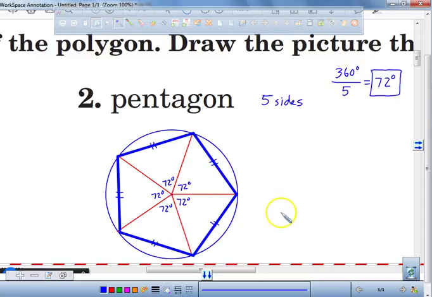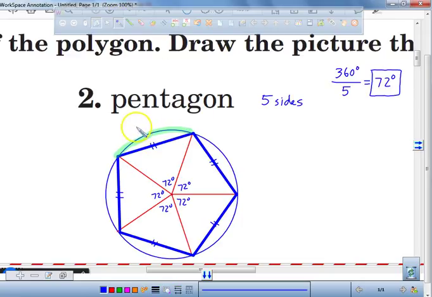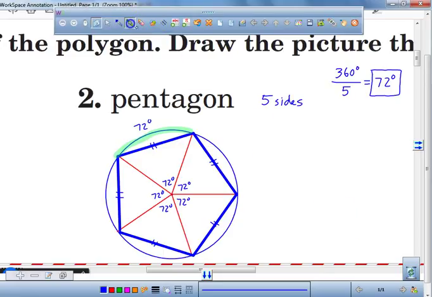The arcs that correspond with them are also congruent. Now let me shade in the arcs that correspond. This chord right here corresponds with this arc. So how many degrees is the measure of this arc? It's also 72 degrees. This chord corresponds with this arc. So hopefully you're seeing the pattern that every single arc would also have to be what? Every single one of these arcs has to be 72 degrees.